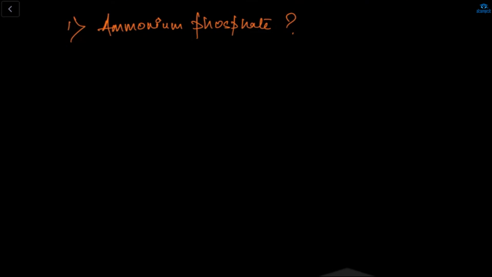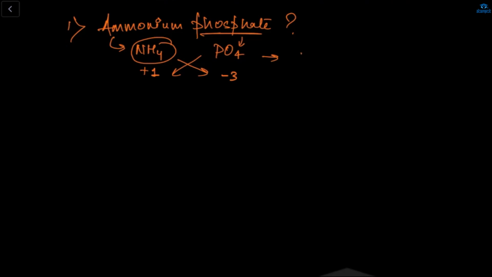Ma'am, ammonium sulfate is NH4, after that 2 in brackets and SO4. SO4, but this one is phosphate, so P. I'll write it in the chat box. Arham, you don't know what is phosphate? Okay, so phosphate is PO4 and ammonium is NH4. NH4 has charge plus 1 and PO4 has minus 3. So if we cross multiply this, what will we get? We will get NH4 thrice and PO4.